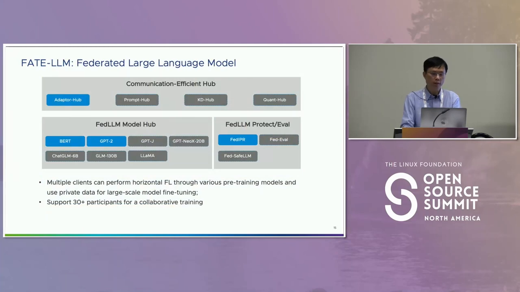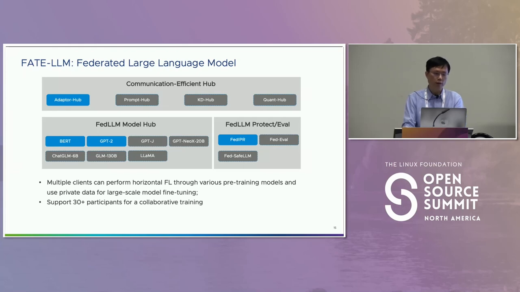And most recently, we are building up a feature called FATE-LLM. It's called Federated Large Language Model. Right now, we are planning a few modules, like the different hubs, like Communication Efficient Hub, FedLLM Model Hub, and also the FedLLM Protection and Evaluation Hub. Right now, the blue boxes represent the modules that have already been done. And the gray ones are on the roadmap soon.